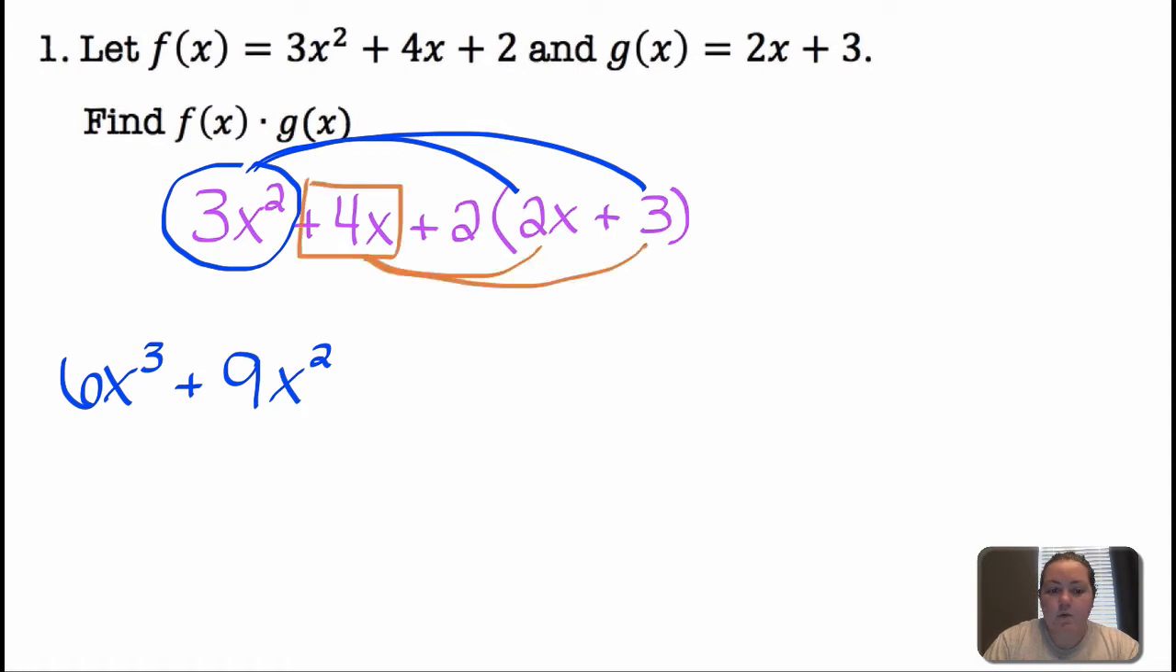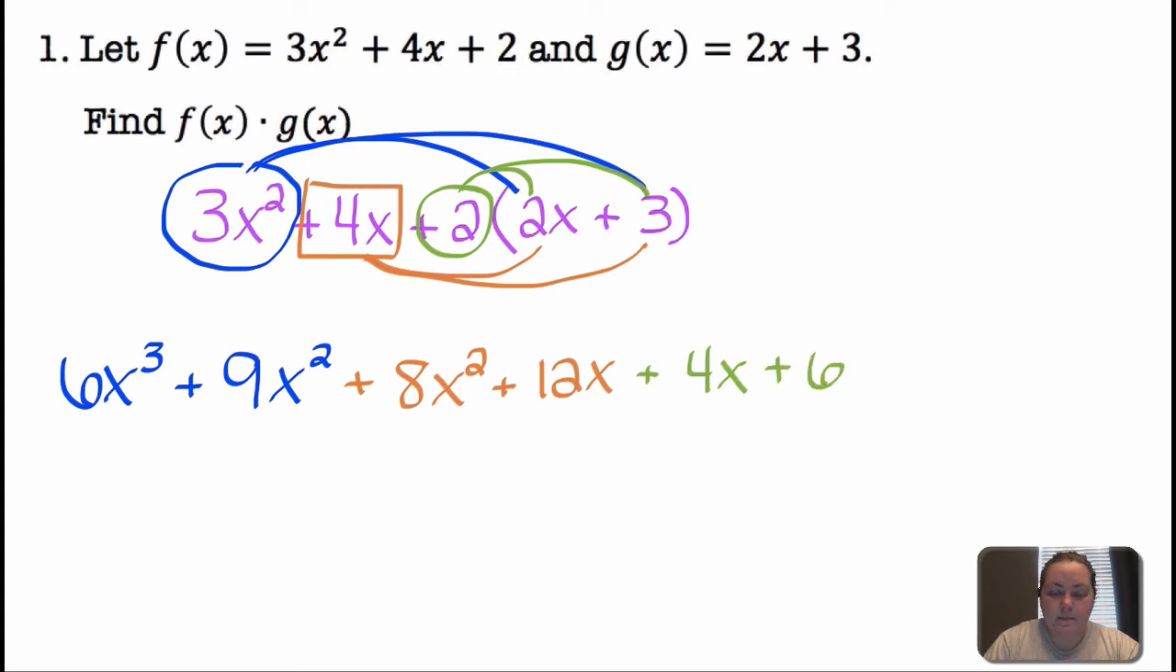Now I'm going to do 4x times both terms in the second set. So 4x times 2x would give me 8x squared. And 4x times 3 would give me 12x. Now I'm going to do 2 to both terms in the other set. So 2 times 2x would give me 4x, and 2 times 3 would give me 6.